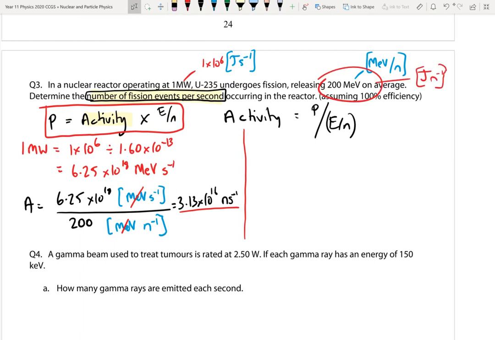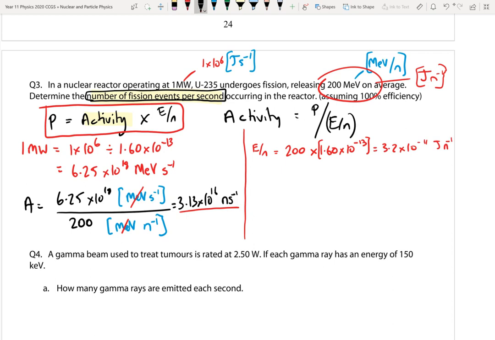Over here, I'm going to write energy per event equals 200 times 1.60 times 10 to the negative 13. So that will convert my MeV into joules. So we'll now get joules per event. 200 MeV is 3.2 times 10 to the power minus 11 joules per event. So each fission event releases that many joules.